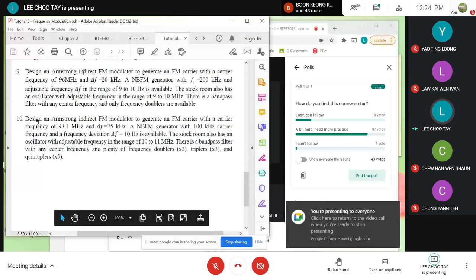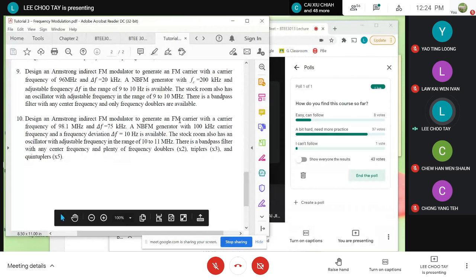All right, in question 10, you're asked to design an Armstrong indirect FM modulator to generate a FM carrier with a carrier frequency of 98.1 megahertz and a frequency deviation of 75 kilohertz. You have a FM generator that produces 100 kilohertz carrier frequency and a frequency deviation of 10 hertz. And then the stockroom also has an oscillator with adjustable frequency in the range of 10 to 11 megahertz.